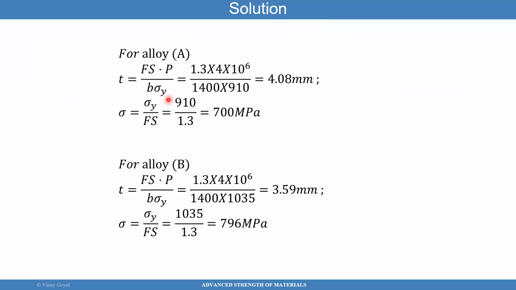So let's do alloy A. When I plug everything in, I get that the stress is 700 megapascal for alloy A, and the thickness required is 4.08 millimeters. For alloy B it is 3.59 millimeters. You can also calculate the stress if you wanted to.